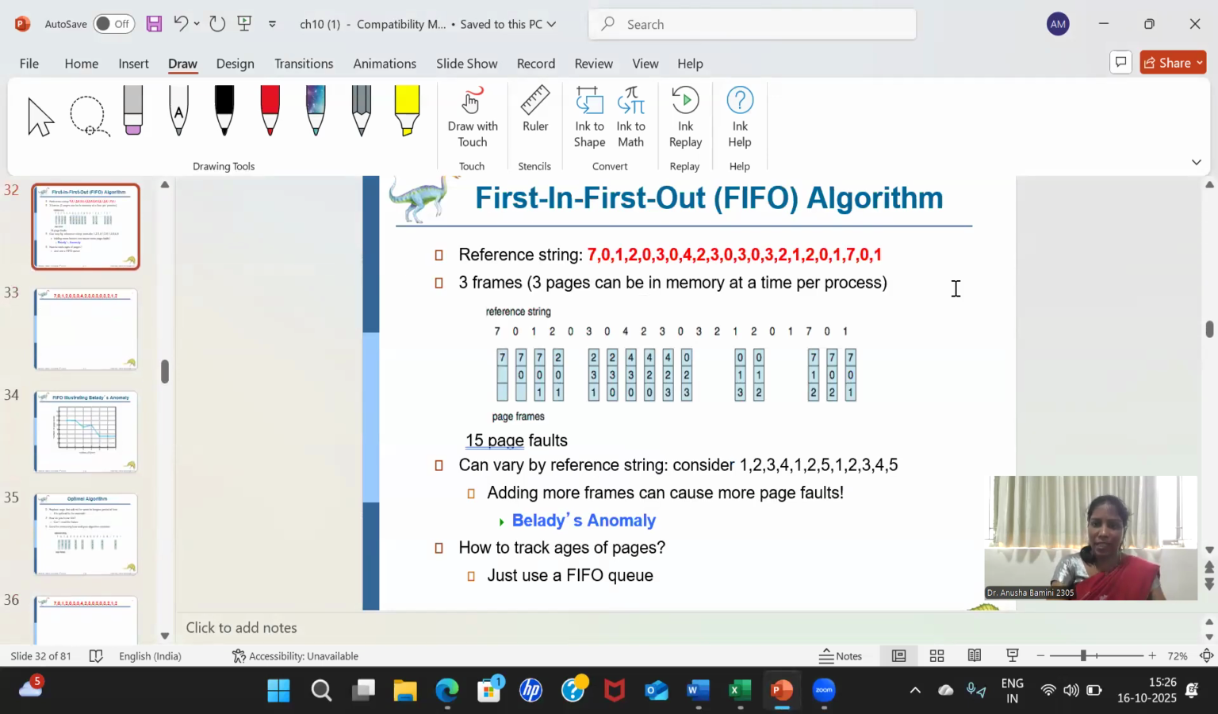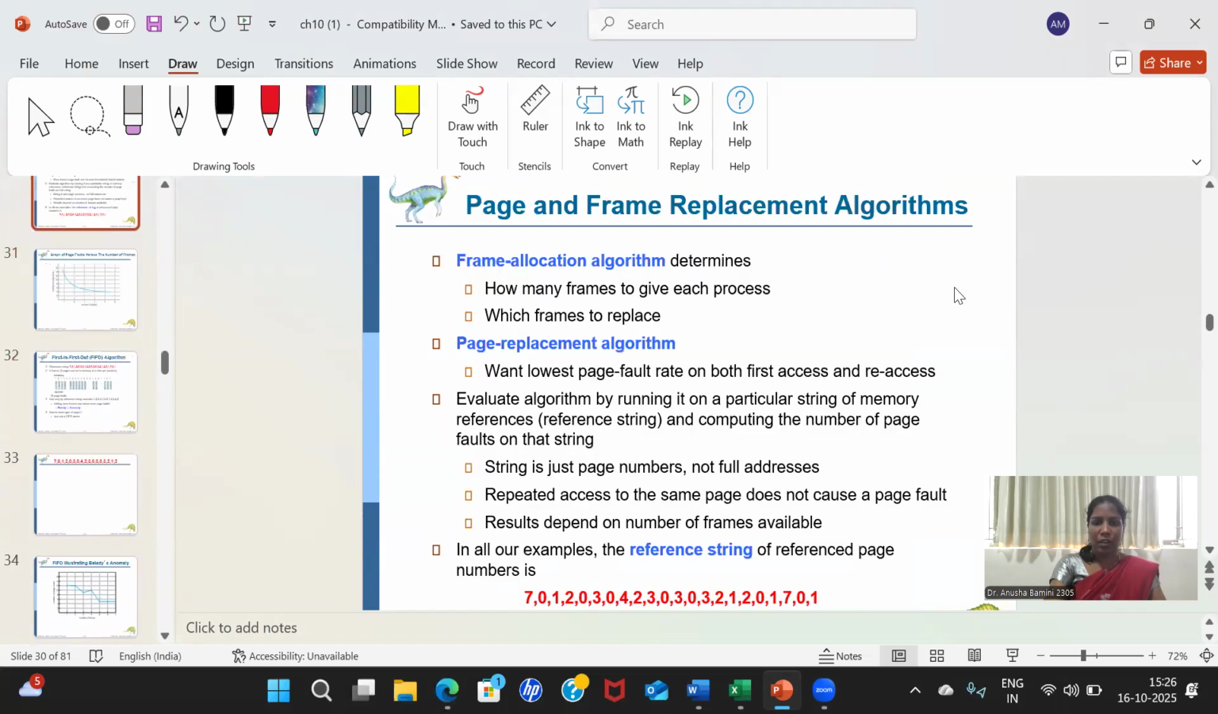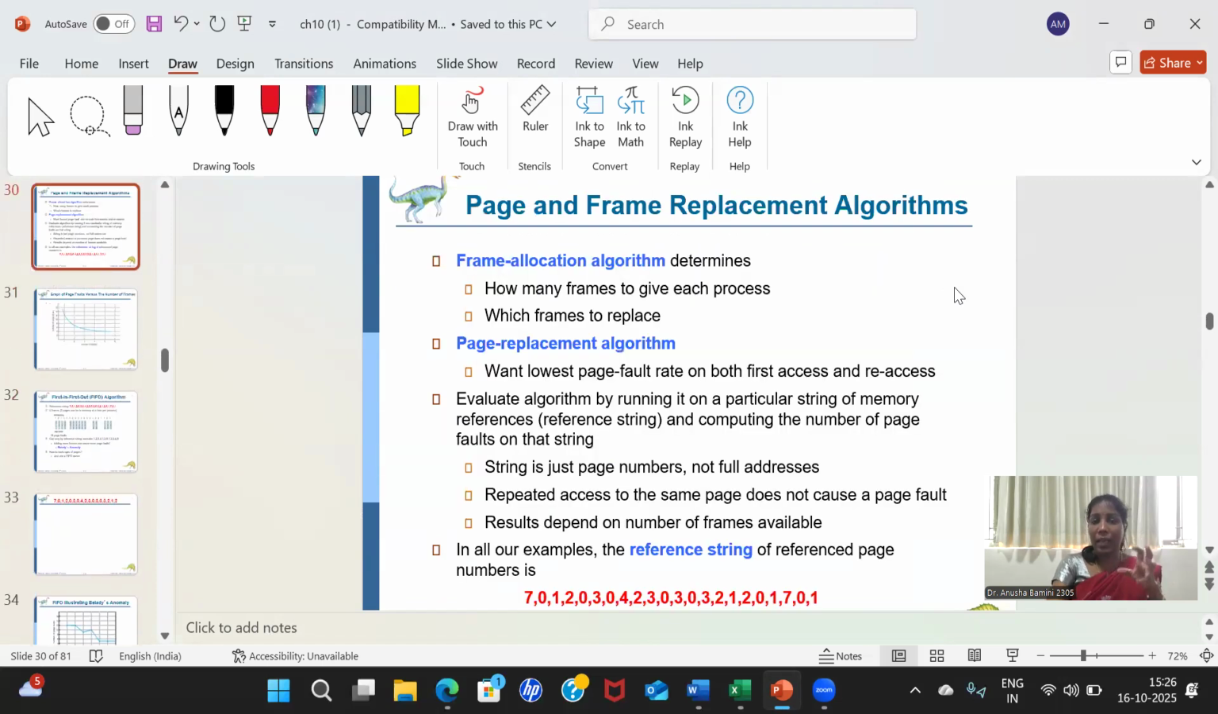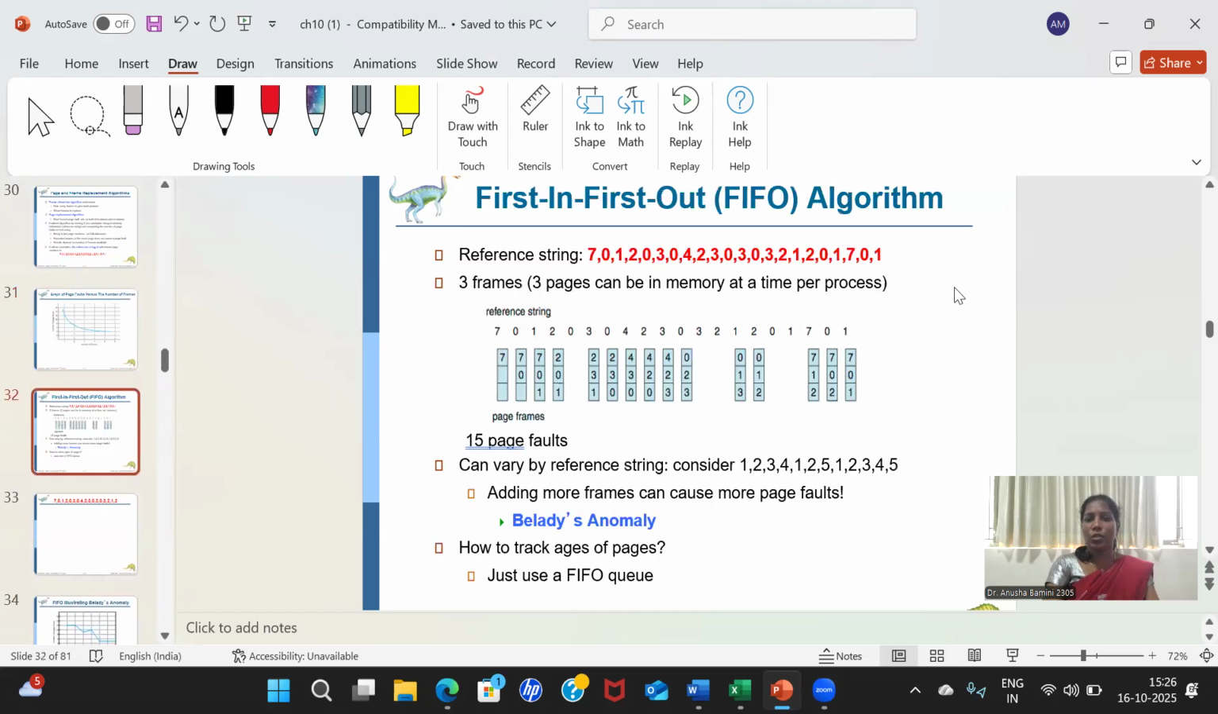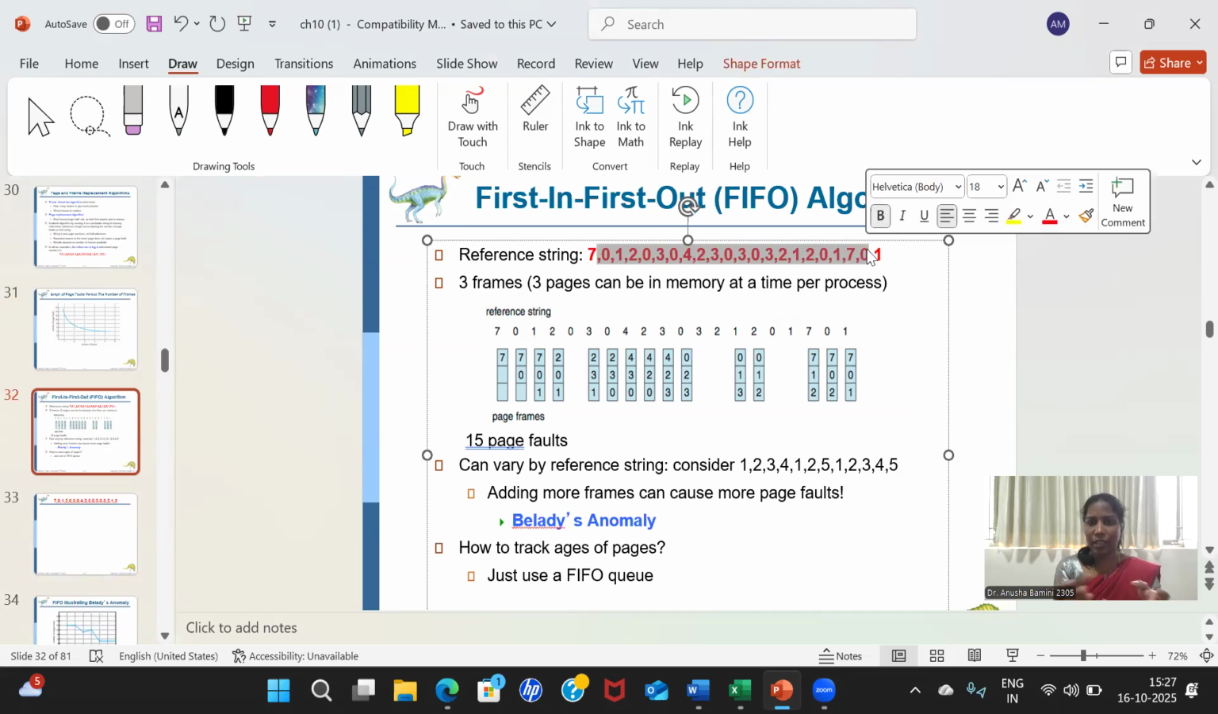So the first one is first in, first out algorithm. The main aim of this page replacement algorithm is that the page fault or rate of page fault should be minimized. That is the main thing we need to concentrate on when we are doing a page replacement algorithm. So this is the first algorithm we are going to do, first in, first out. These are the reference string given to us, or consider these are the process numbers. We need to keep these processes into main memory.